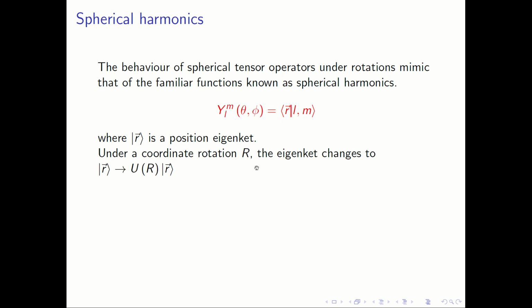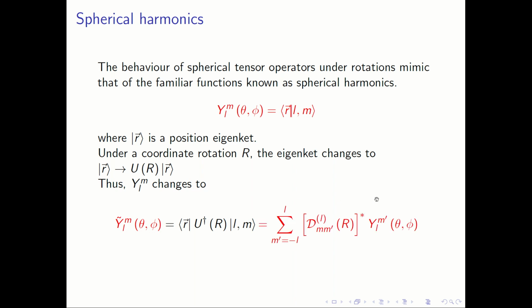Now, what happens when you carry out a coordinate rotation? The eigenket with which you are taking the superposition, this ket r, changes to U_R of r. That's the way kets change. And so, what does Y_lm change to? Instead of taking the overlap with ket r, you take the bra corresponding to U_R r, which is of course r U_R dagger. But U_R dagger acting on lm is of course the inverse of U_R acting on lm.